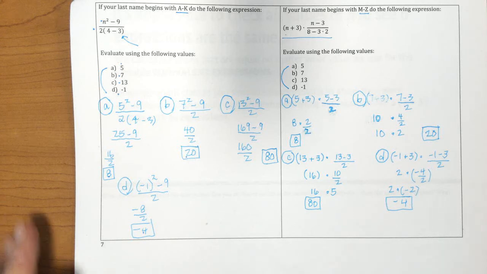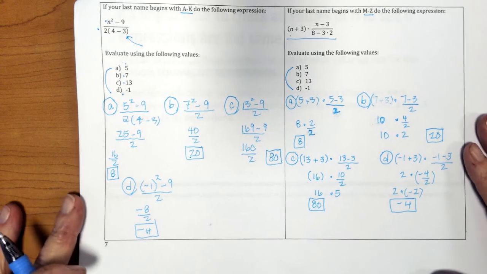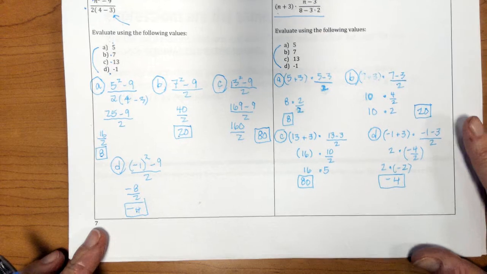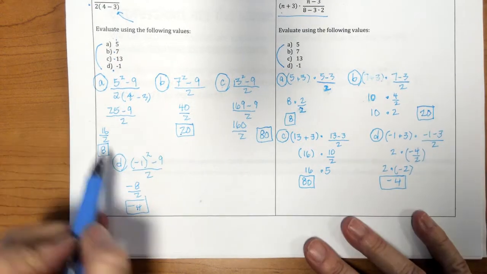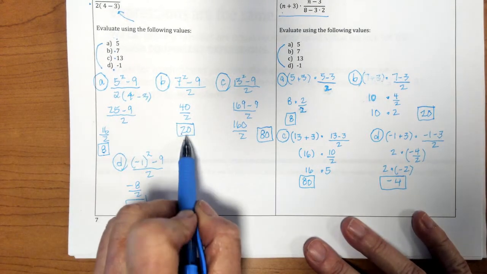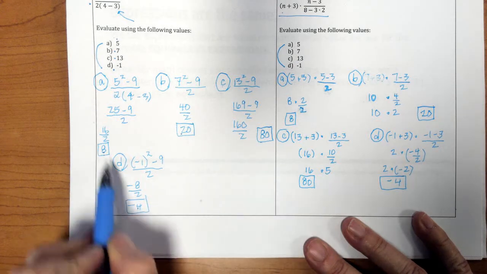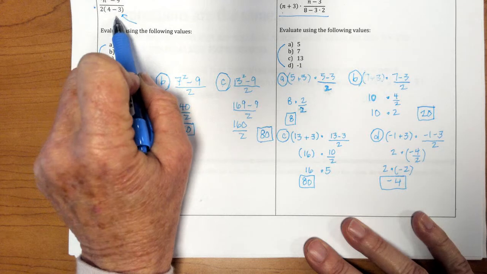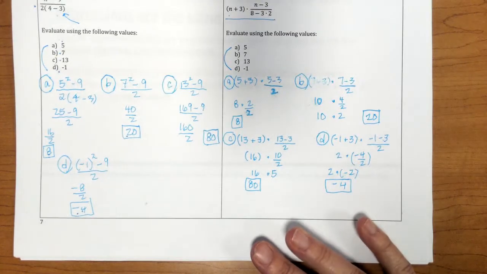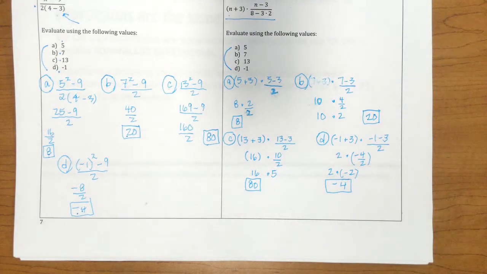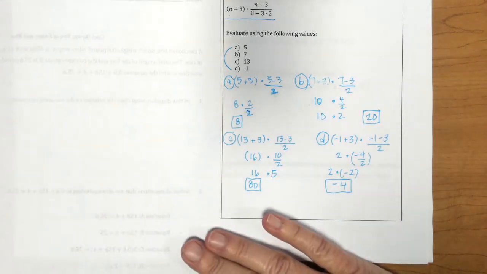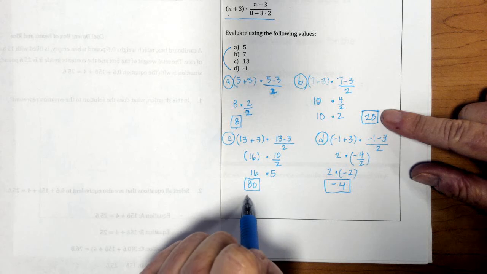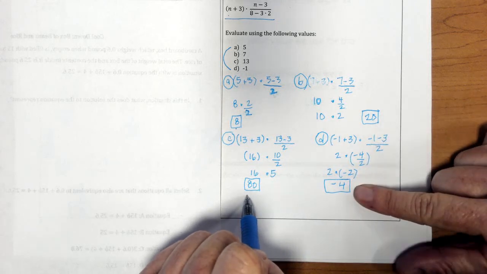So you can see that I actually did all the work for both sets of expressions, and what you should have seen is that A got a value of 8, B got a value of 20, C got a value of 80, and D got a value of negative 4. That's if you use this first expression. And if you use the second expression, then you would have gotten that A is equal to 8, B is equal to 20, C is equal to 80, and D is equal to negative 4 as well.